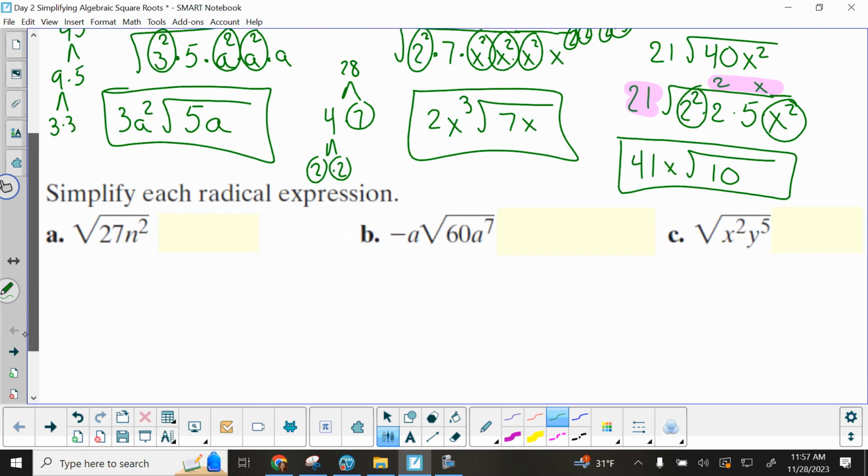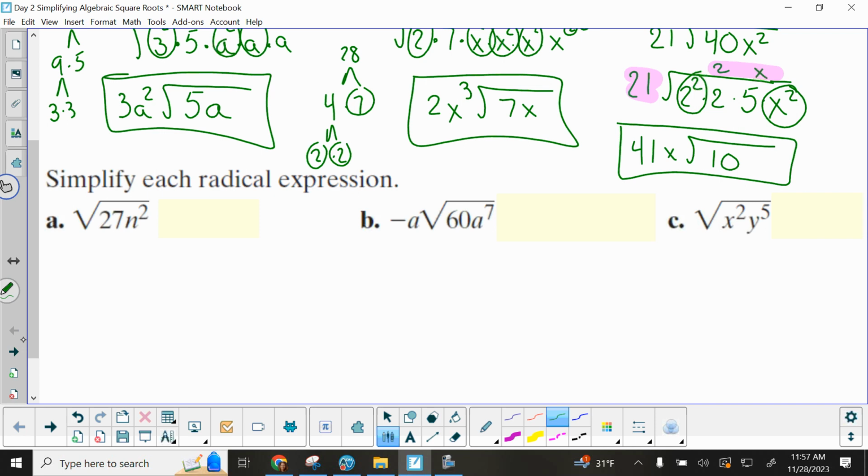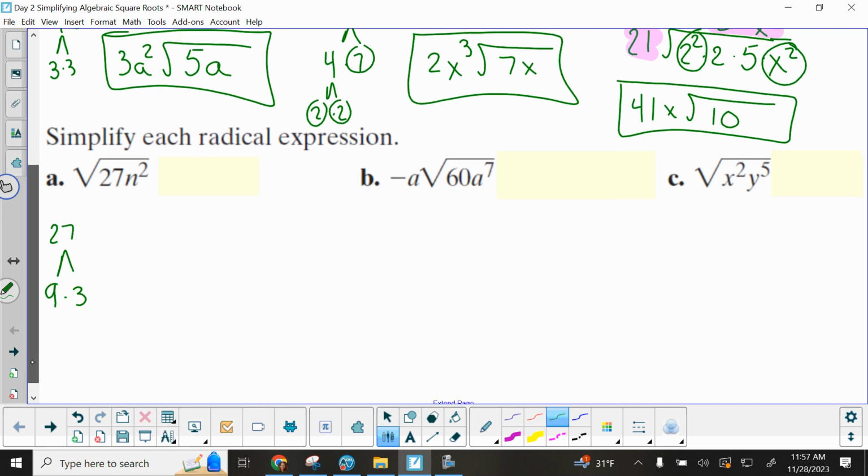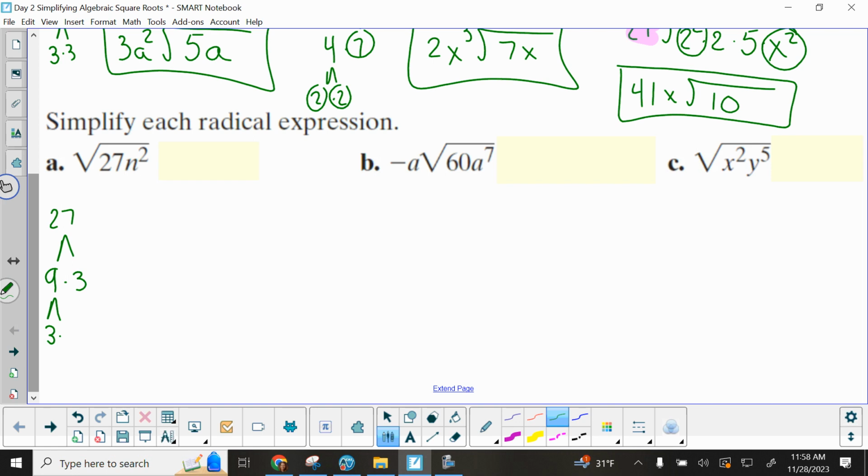All right, why don't you pause the video right now and try these next 3. I'm going to go ahead and jump into it. So I have 27 is 9 times 3, which is 3 times 3. So I've got the square root of 3 squared times 3 times n squared. So out comes a 3 and an n. So it's 3n radical 3.